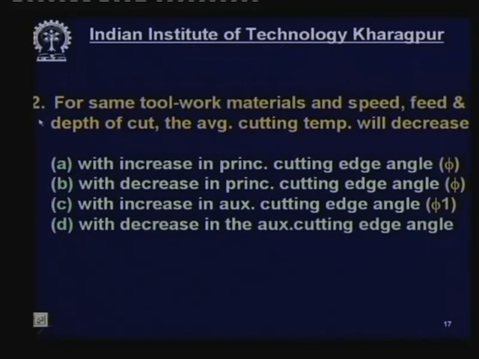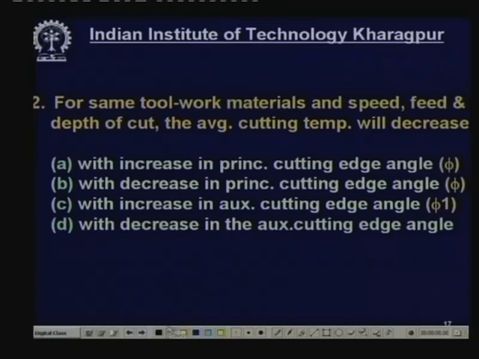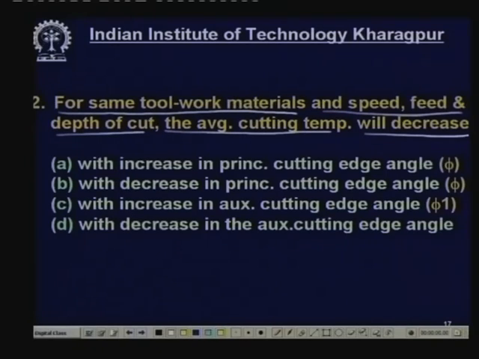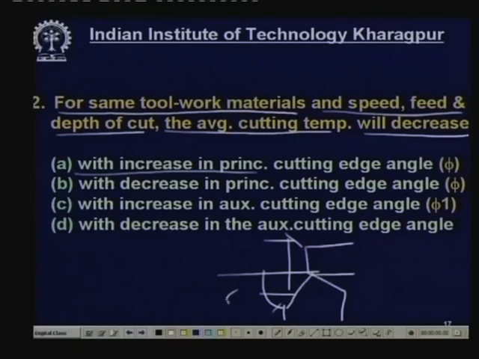Another one, for example, for same tool, work materials and speed, feed and depth of cut, the average cutting temperature will decrease. How? With increase in principal cutting edge angle. What is principal cutting edge angle? Just observe, this is the turning process. This angle is principal cutting edge angle.